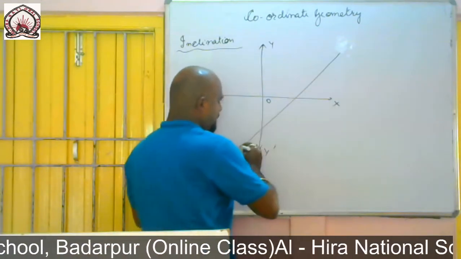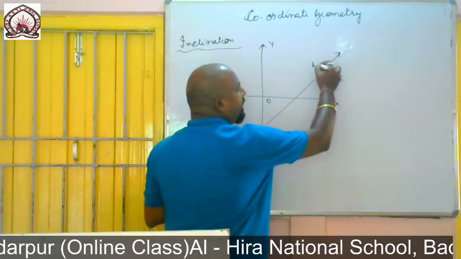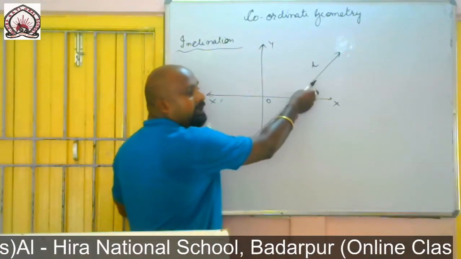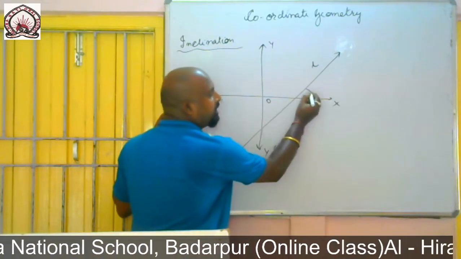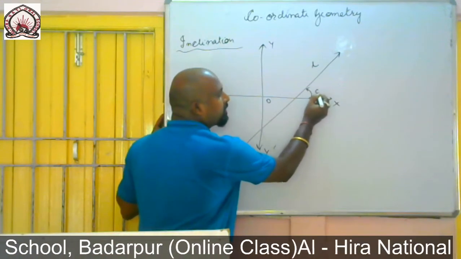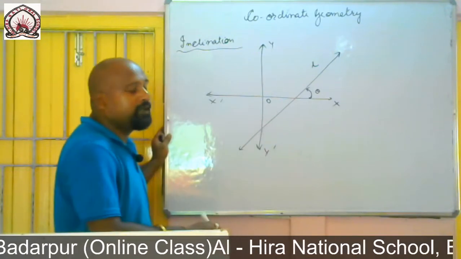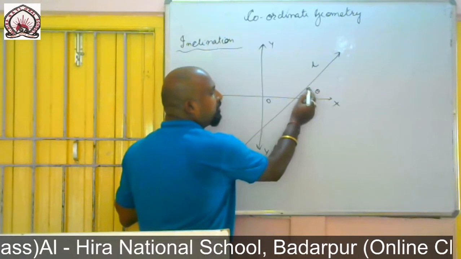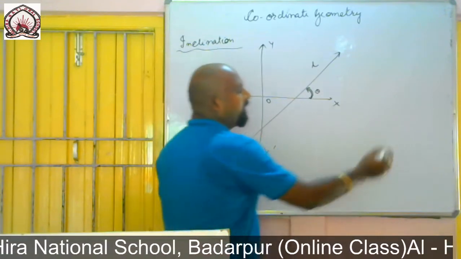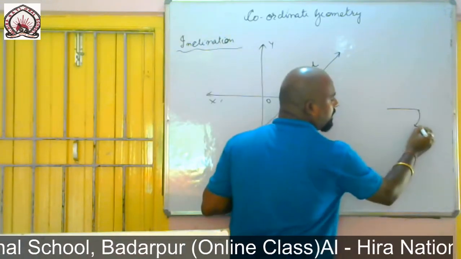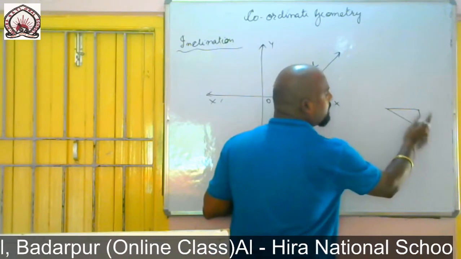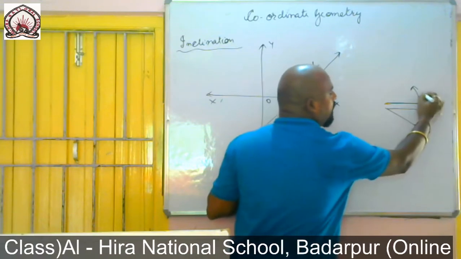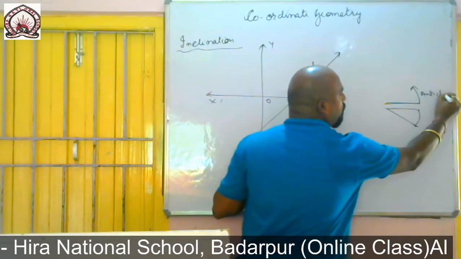Now generally let us consider a straight line. Let us consider this is L. This line L makes a certain angle with the positive direction of the x axis, when measured in the anti-clockwise direction. When a line moves in this direction, it is clockwise. If we move in this direction, we say anti-clockwise.